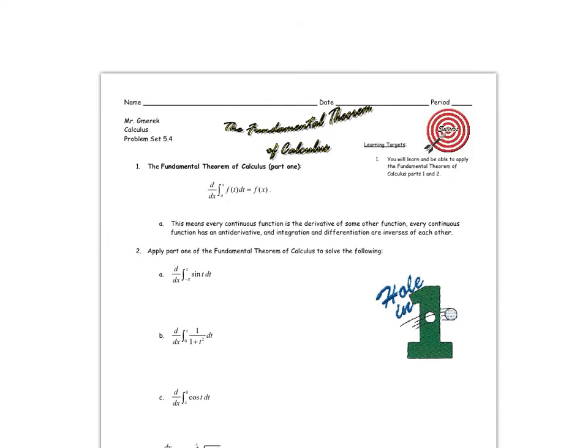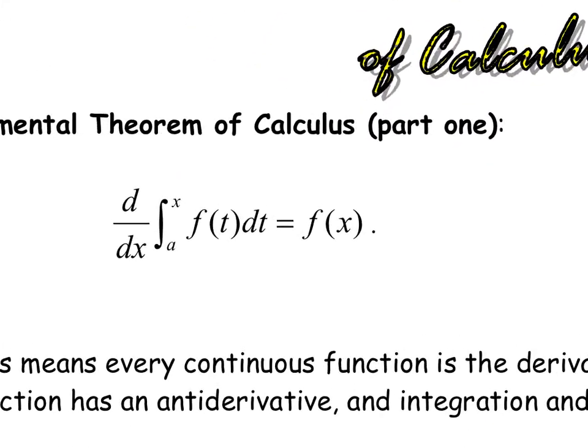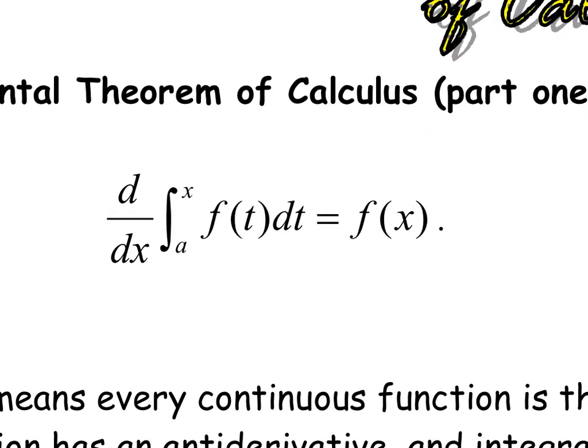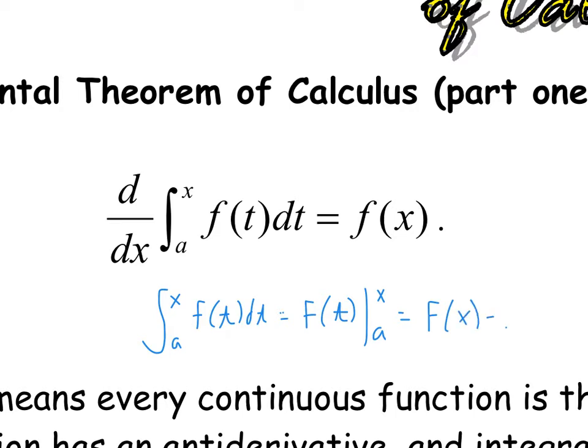Problem set 5.4 key, fundamental theorem of calculus. So the fundamental theorem of calculus is this thing right here, which means find the derivative of the integral. We know that an integral means antiderivative, so if you find the derivative of an antiderivative, you're just going to get this function back. Except, let's imagine that the antiderivative is capital F. And so that means the integral from a to x of f of t dt is equal to capital F of t evaluated from a to x, which is going to be capital F of x minus capital F of a. That's something we already know.